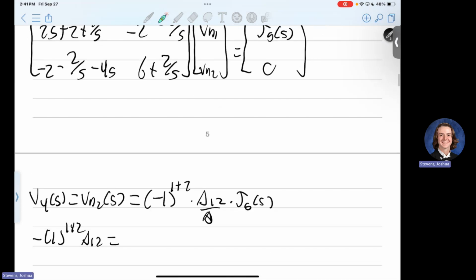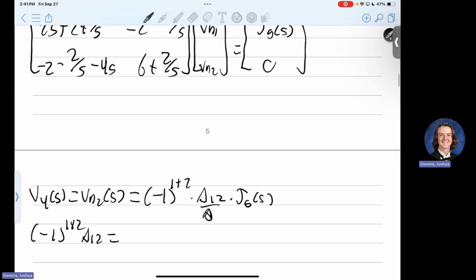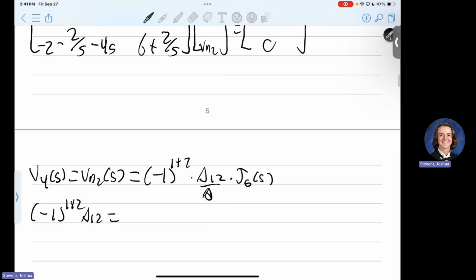And it's negative. There's a negative being multiplied, and it's supposed to be inside the parentheses. (-1) to the 1 plus 2 becomes (-1) to the third. What's (-1) to the third? Bingo. So the entire delta 1, 2 is being multiplied by negative. So this negative 2 over s, negative 4s, or negative 2 minus 2 over s minus 4 of s, all becomes positive, which means 2 plus 2 over s plus 4 of s.